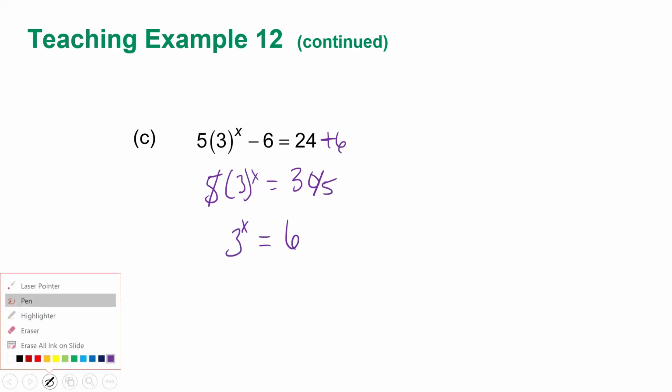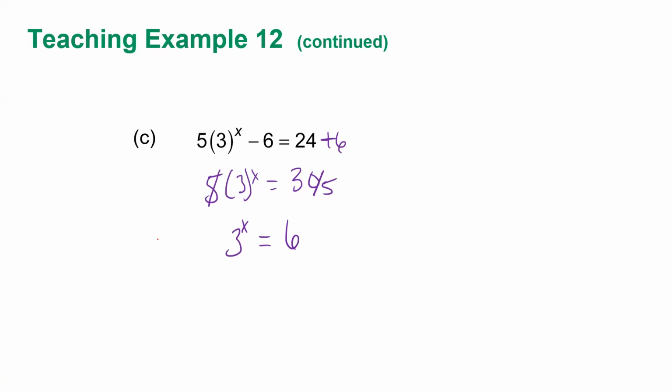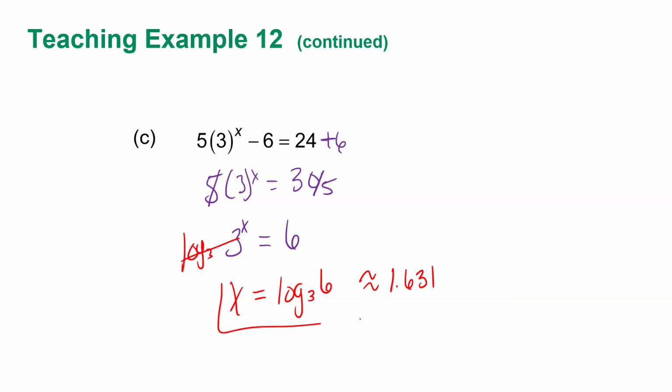Okay, how do I get the x by itself? It's going to be log base 3. So I'm going to cancel that out. And what I do to one side, I have to do to the other. So this is my exact answer. To find my approximate, I would have to plug it into the calculator. Oh, 1.631. Process.